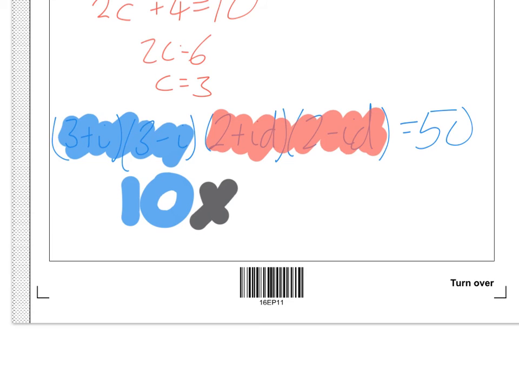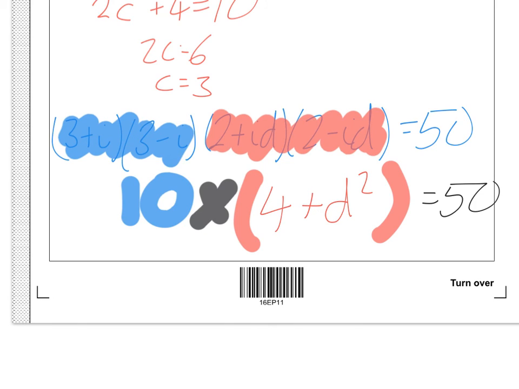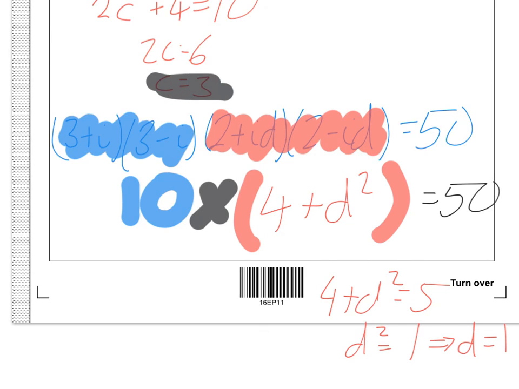And if you do the 2 plus id bit, you get 4, the imaginary parts cancel out, plus D squared equals 50. Which gives you 10 times 4 plus D squared equals 50, dividing both sides by 10, 4 plus D squared equals 5. D squared is 1, and D is 1, because you're told in the question that it's greater than 0. So there's your 2 answers. C equals 3, D equals 1.